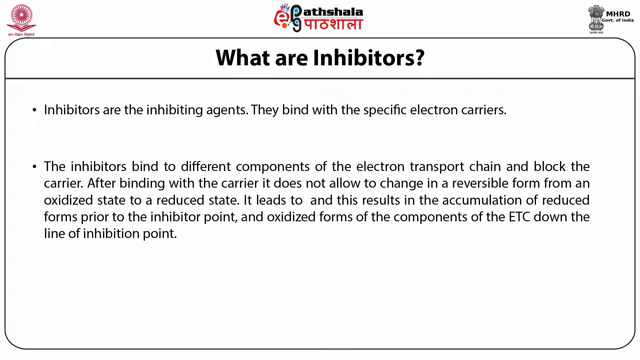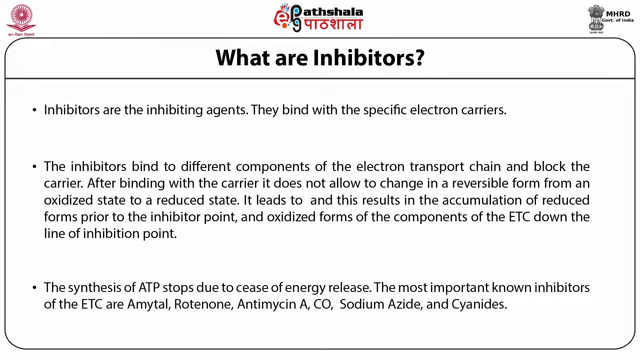After binding with the carrier, it does not allow a reversible change from an oxidized state to a reduced state. This results in the accumulation of the reduced form prior to the inhibitor point and the oxidized form of the components of the electron transport chain down the line of the inhibition point. The synthesis of ATP stops due to cessation of energy release. The energy will stop releasing and ultimately the ATP synthesis will stop.